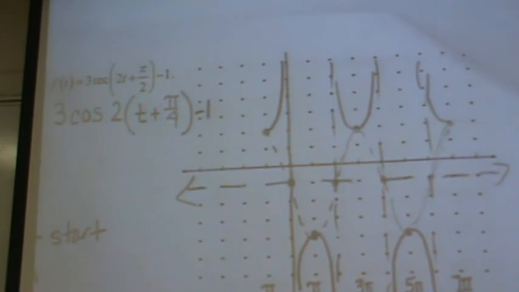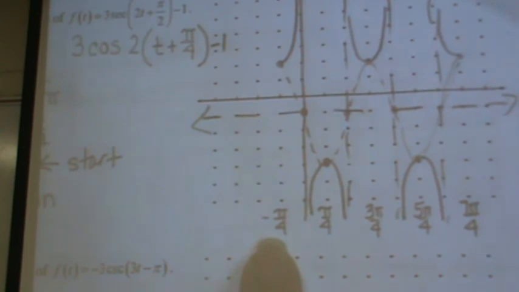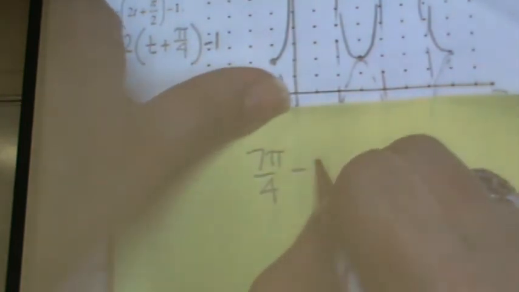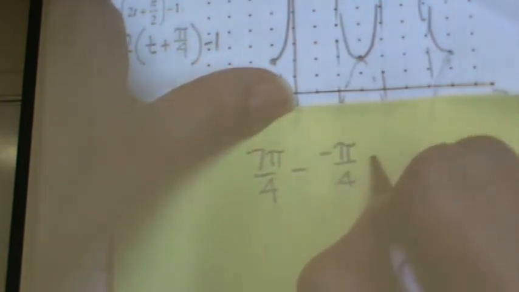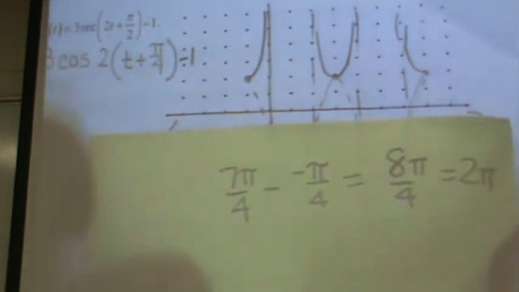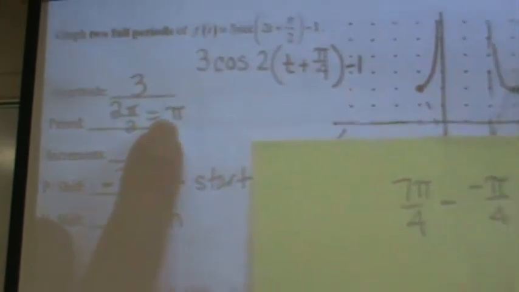Now, how do I know that this is 2 full periods? If you wanted to make sure, subtract these two. What is 7 pi over 4 minus a negative pi over 4? It is 8 pi over 4, which is 2 pi. And your period was 1 pi, so we do have 2 full periods. We're good. That's how you can double check.